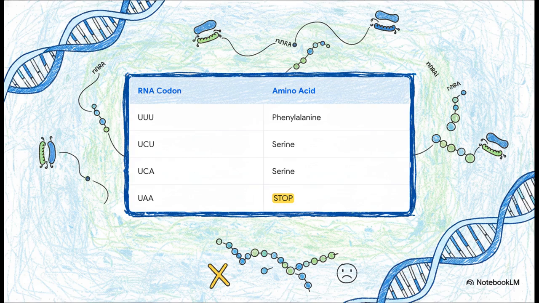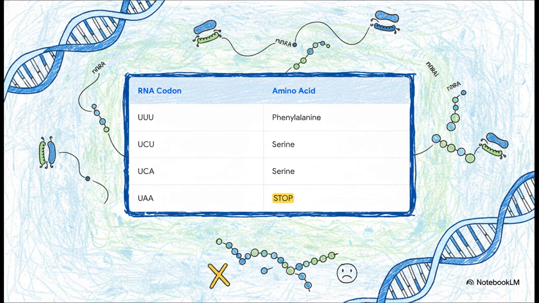So, how does that mRNA message get translated? It's read in three-letter words called codons. Each codon tells the ribosome which specific amino acid to add to the chain, and amino acids are just the building blocks of proteins. So, for example, the codon UCA tells the machinery, hey, grab a serine and put it here. Simple enough.